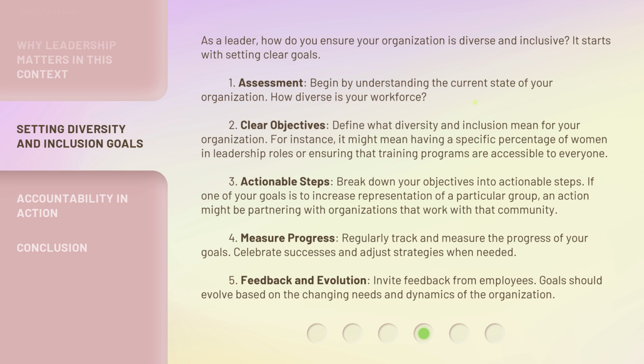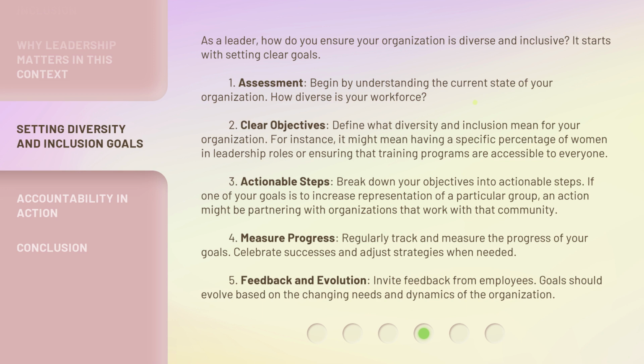For instance, it might mean having a specific percentage of women in leadership roles or ensuring that training programs are accessible to everyone. 3. Actionable steps. Break down your objectives into actionable steps. If one of your goals is to increase representation of a particular group, an action might be partnering with organizations that work with that community.